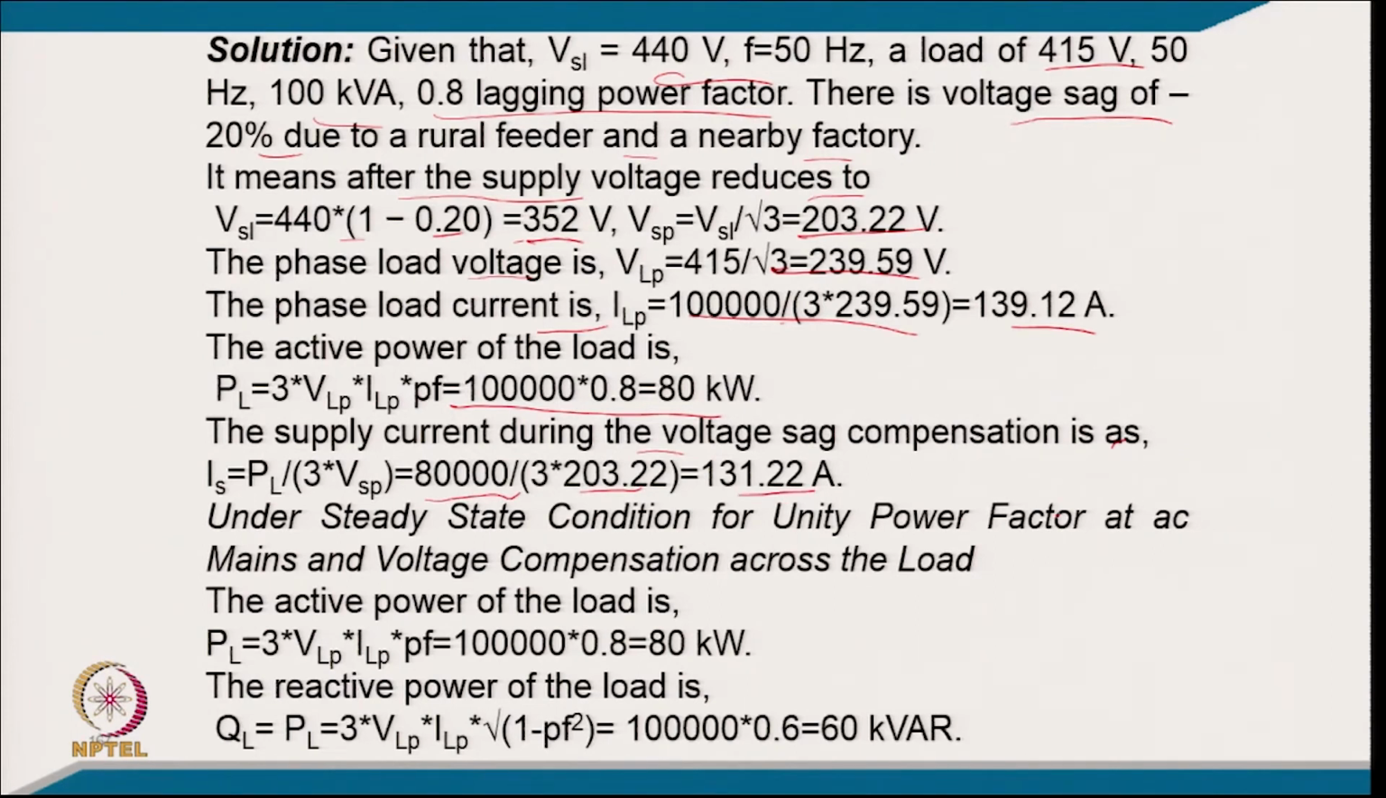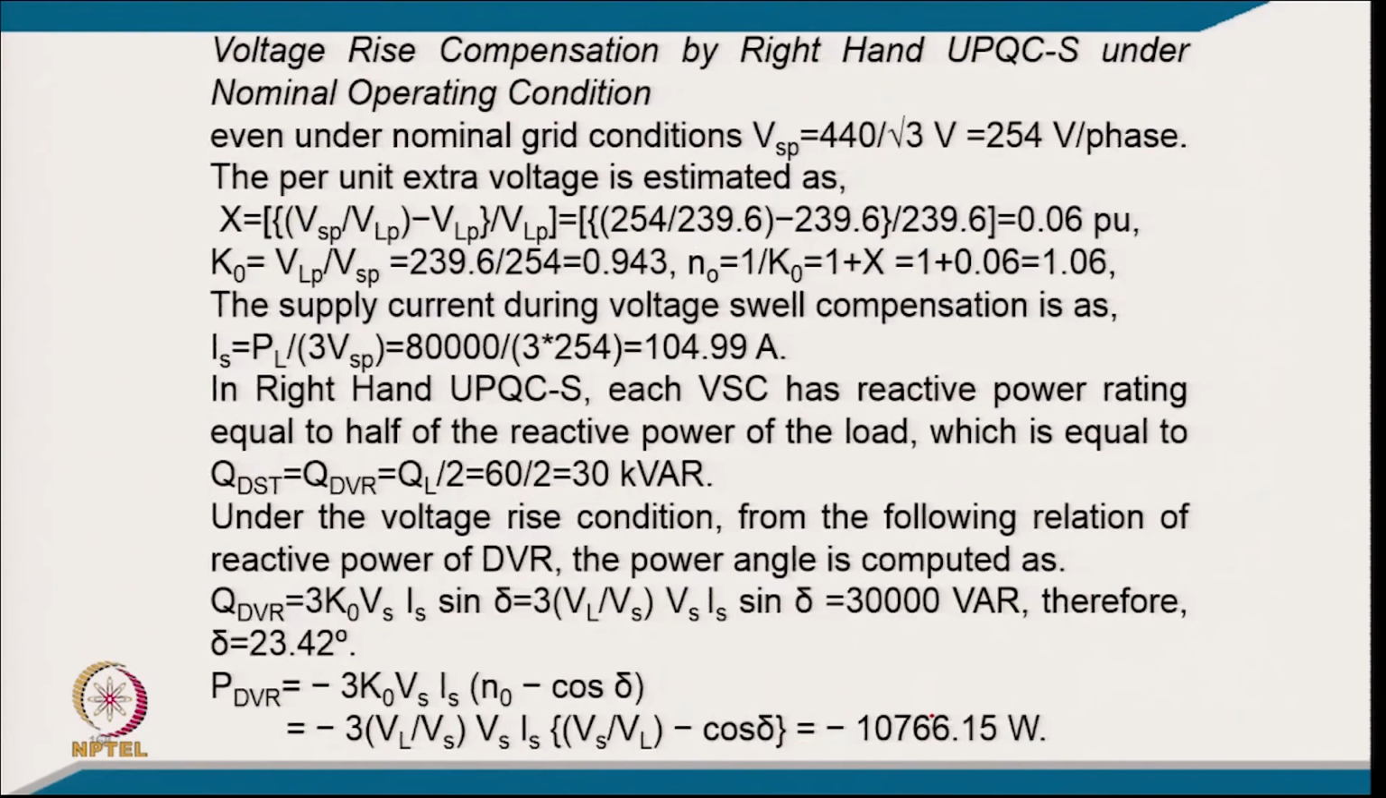So, under steady state condition for unity power factor at the AC mains, and the voltage compensation, the active power of the load is 80 kilowatt and the reactive power is typically 60 kVAr, and the voltage rise for the compensation for the right hand UPQC. So, even under nominal grid condition the voltage is 254, and the per unit extra voltage, under nominal condition, is 6% higher, and you can calculate all the constants. So, you can calculate the current on the supply side. So, from this voltage, it comes to 104.99 ampere. In the right hand UPQC, the D-STATCOM has a reactive power rating of half of this, so it is 60 by 2, 30 kVAr.